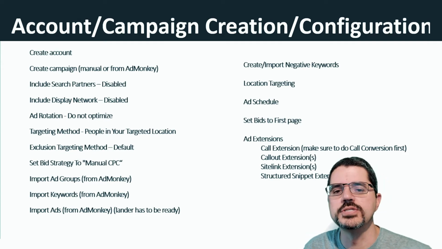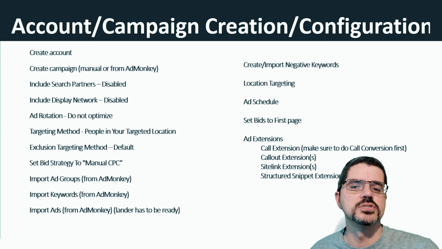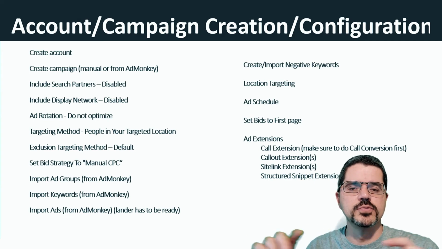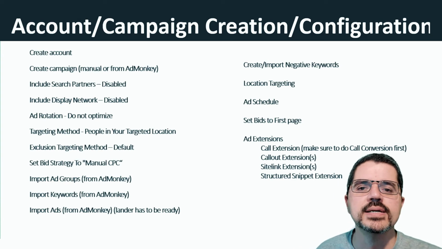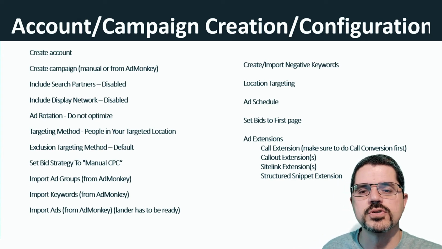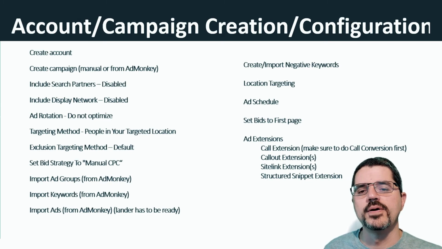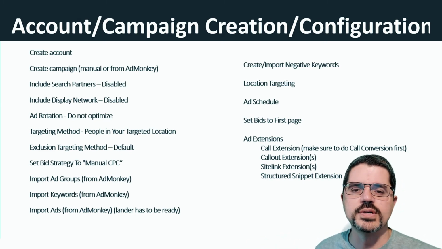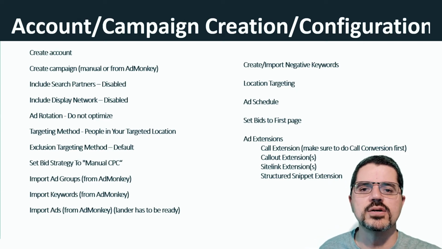Set your ad extensions. Make sure to do call conversion first for call extensions. Call extensions is when you see the phone number listed right underneath the ad or part of the ad. So make sure the call conversion is there. Callout extensions are the quick phrases that you add onto the ads that are quick promotional little phrases.